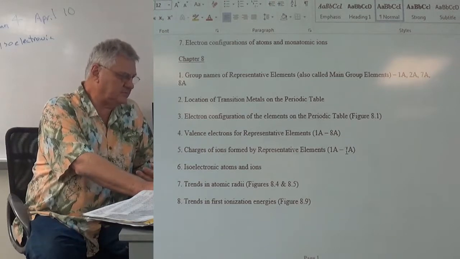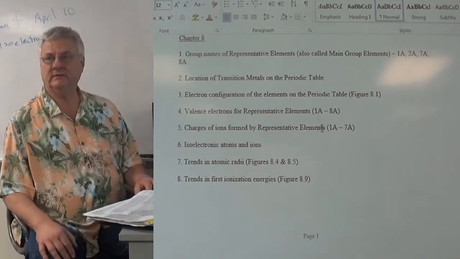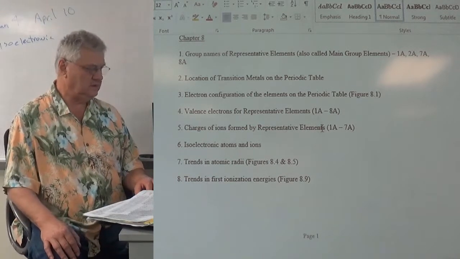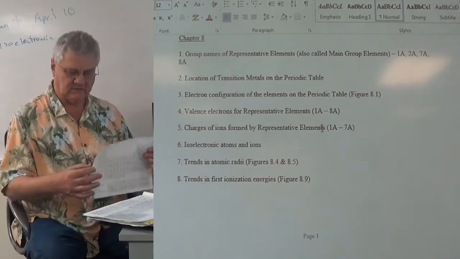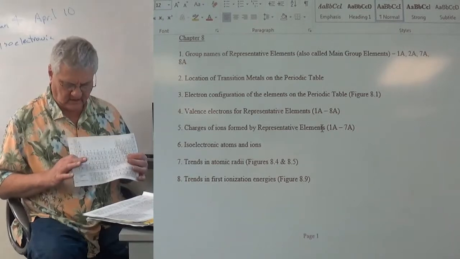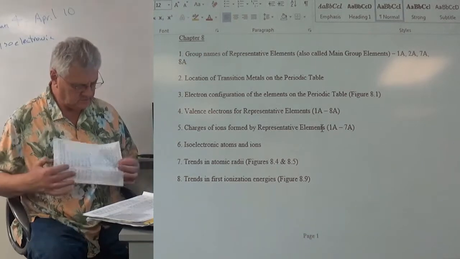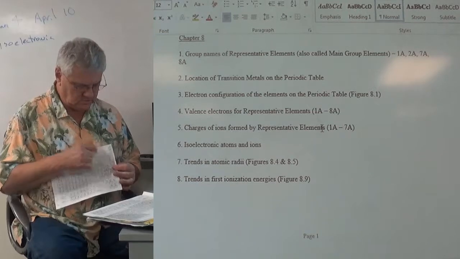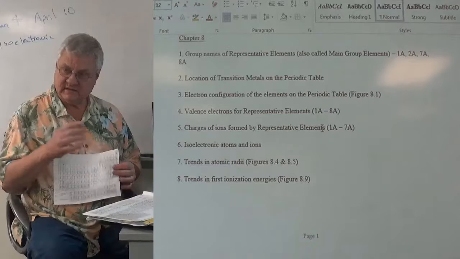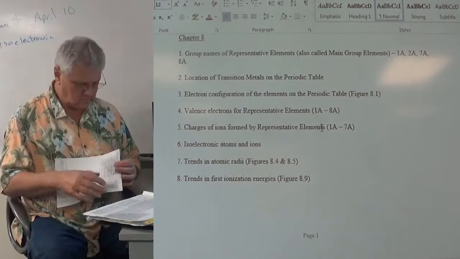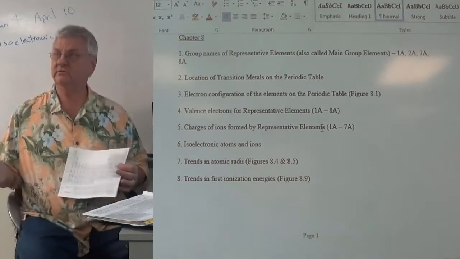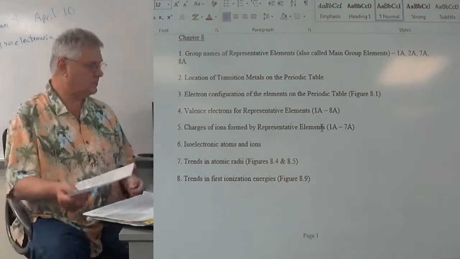Also, charges of ions formed by the representative elements. I think we went over this at the beginning of the semester, but you'll want to know it again for this exam. What charge ions do the alkali metals have? +1. What about the alkaline earths? +2. What about the halogens? You take the group number minus 8, 7 minus 8, -1. What about oxygen? -2, and nitrogen? -3, okay.